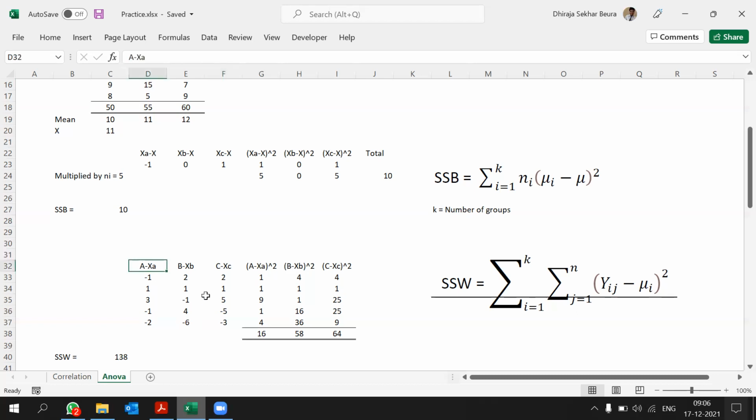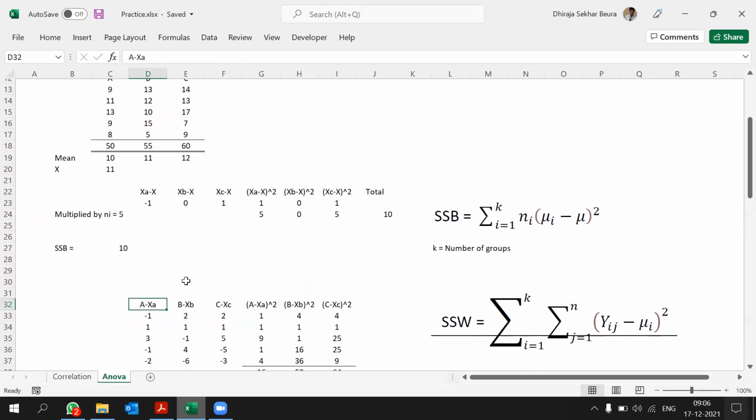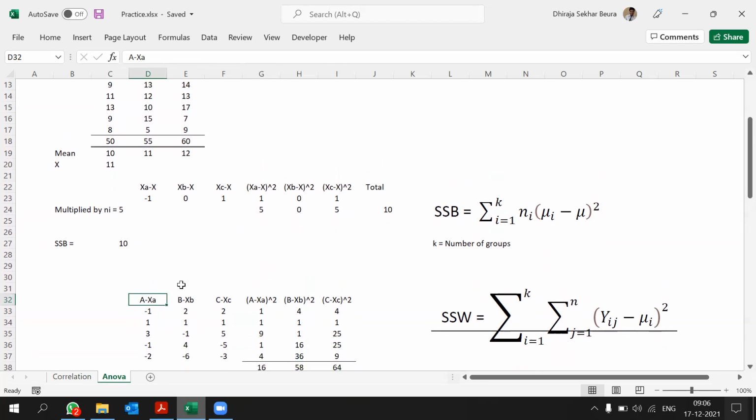For each of the items, let's calculate the difference from the mean. For the series 1, the item was 9, the mean was 10. So 9 minus 10 is minus 1. Next one is 11. 11 minus 10 is 1. Similarly, 13 minus 10 is 3. 9 minus 10 is minus 1, and so on. Similarly, you calculate for the second series, and for the third series.